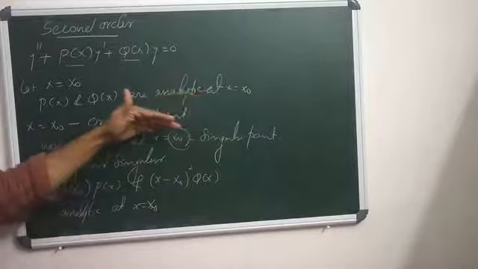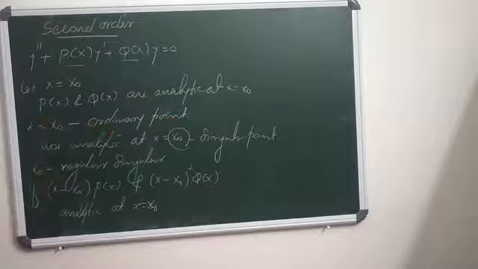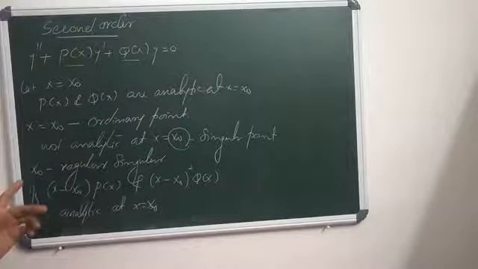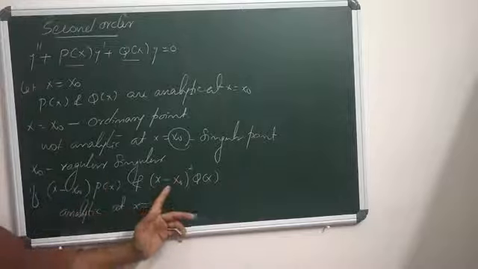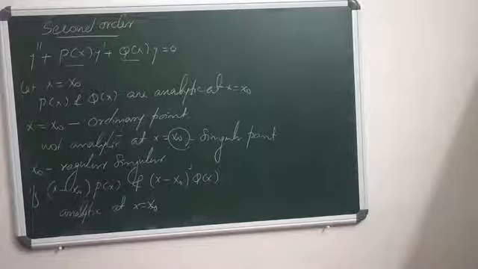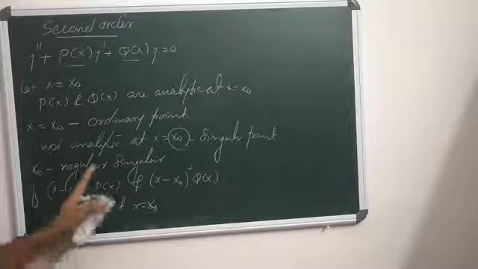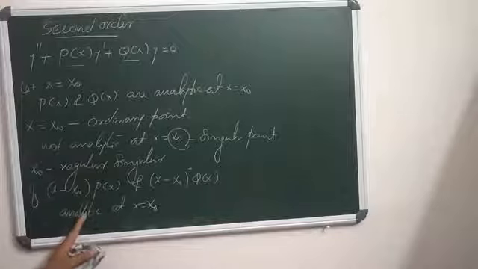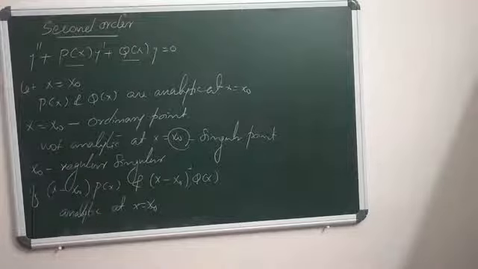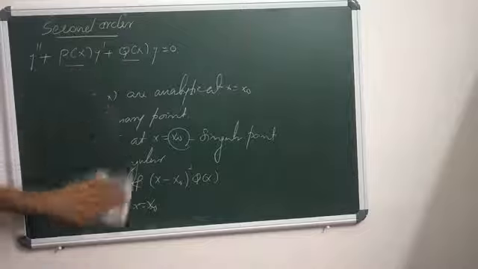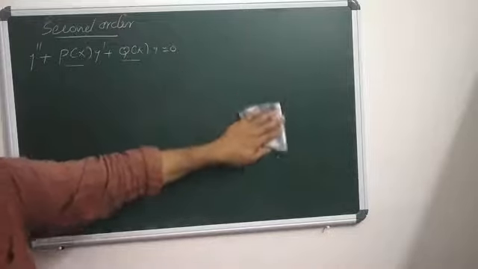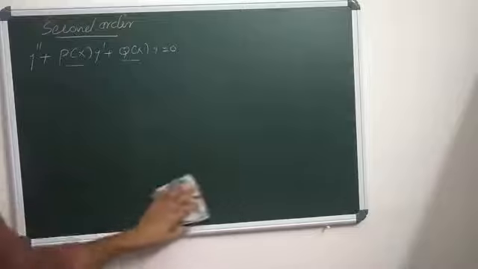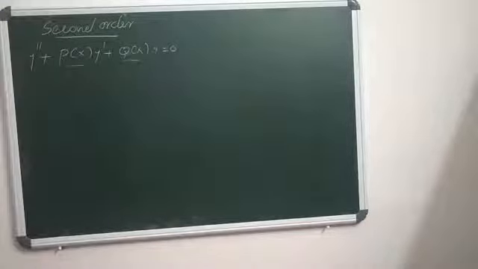If any one of them fails to be analytic at that particular point, that point is said to be a singular point. If x minus x0 times p of x and x minus x0 whole square times q of x are analytic at x0, then it is a regular singular point. If any one of them fails to be analytic at x0, then it is an irregular singular point. So these are the four behaviors of x0: ordinary point, singular point, regular singular point, and irregular singular point. These behaviors depend heavily upon the behaviors of p of x and q of x.